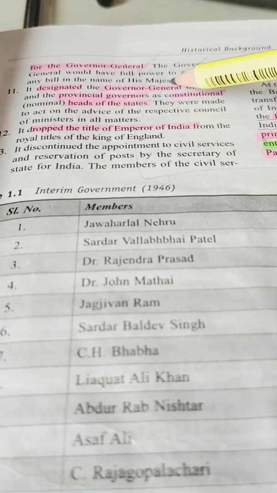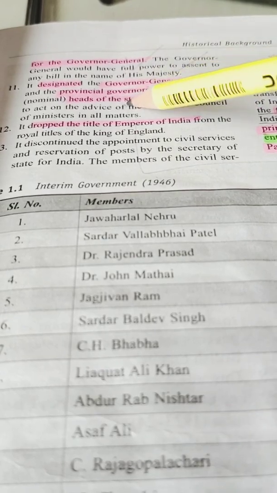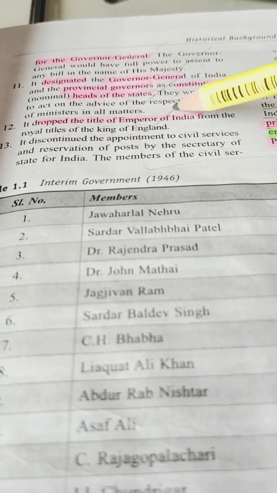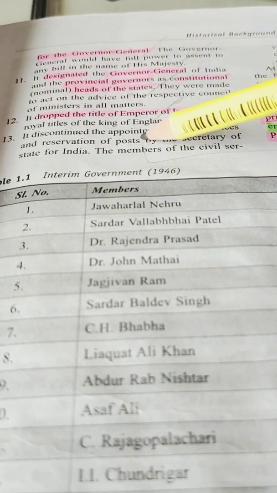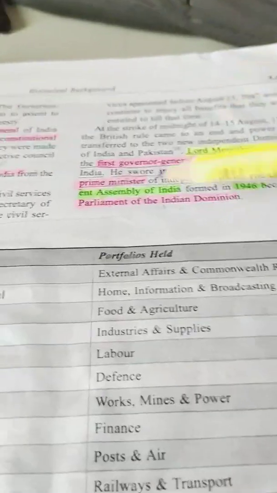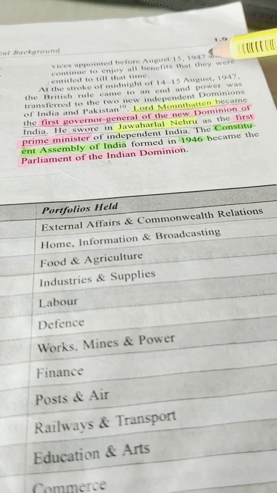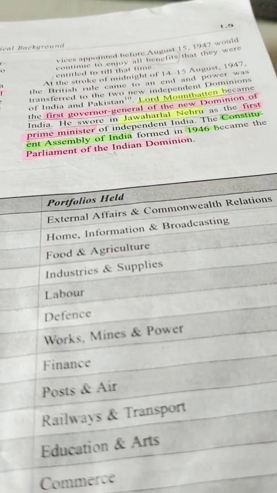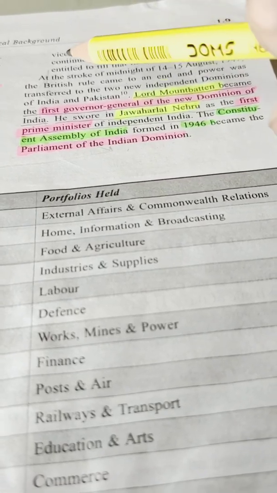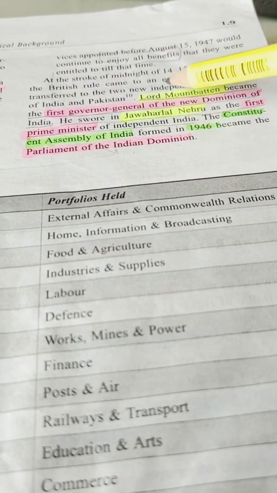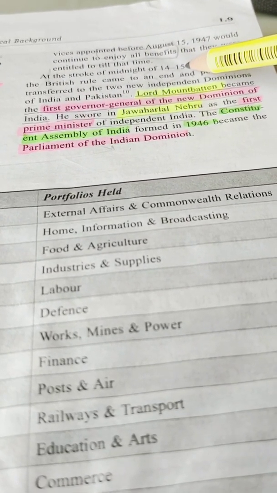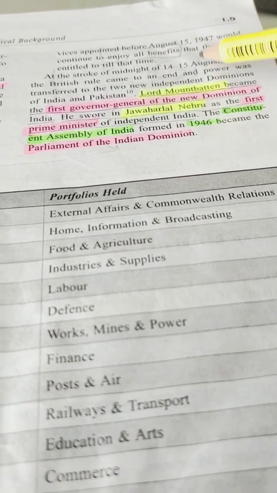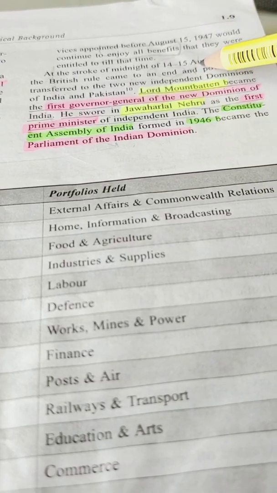Then it designated the Governor General and the provincial governors as constitutional heads of the state, and dropped the title of Emperor of India from the royal titles of the King of England. It continued the appointment of civil services and reservations opposed by the Secretary of State for India. Members of the civil services appointed before August 15, 1947 would continue to enjoy all the benefits. Then at the stroke of midnight of 15th August, British rule came to an end. I think we should have studied this day before yesterday, and it would have been really relevant for us then. Anyway, for UPSC, anything can be relevant on any day, so let's continue.